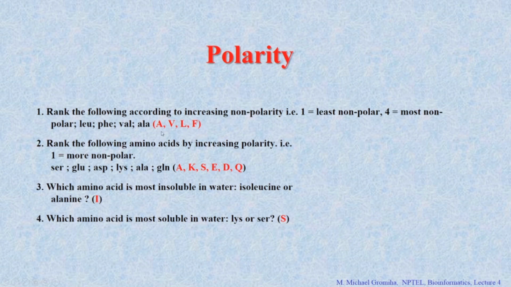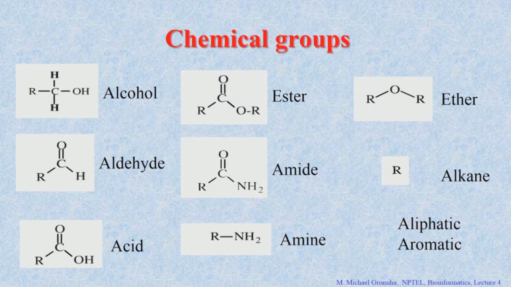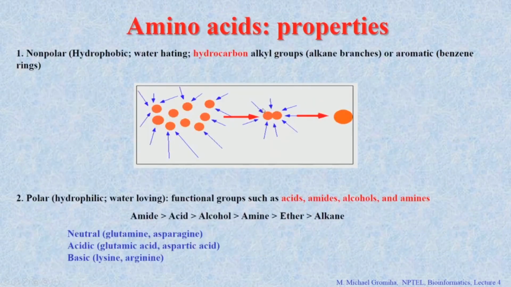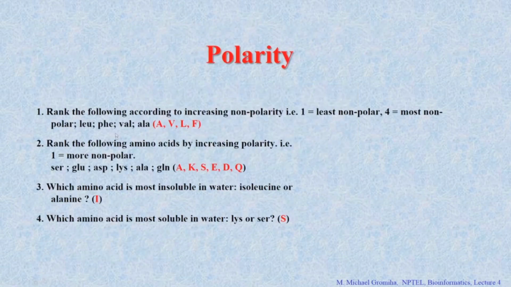Why is alanine less non-polar than valine? Small, right. Alanine contains how many CH2 groups? Only one, you can see here. Valine has 1, 2, 3, right. Leucine has 1, 2, 3, 4, right. So, if you look at the number of CH2 groups, alanine has fewer and valine has more. So, valine is more hydrophobic than alanine, right. You can increase the order of non-polarity.